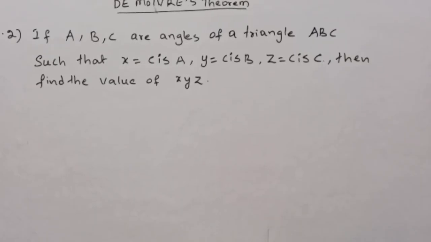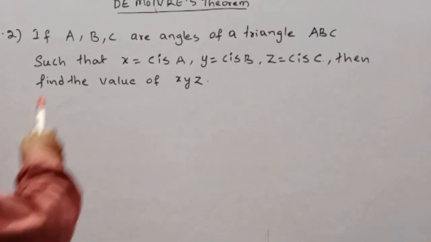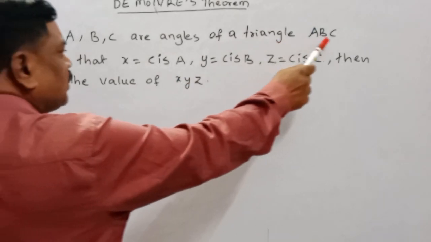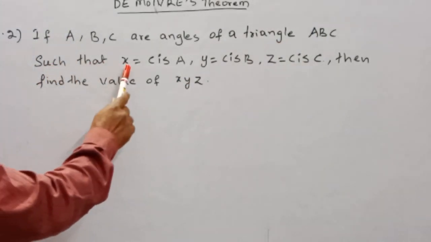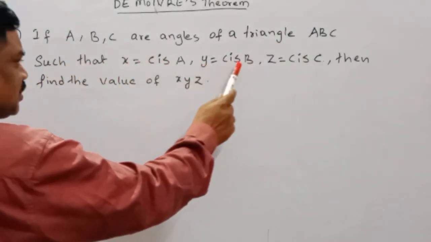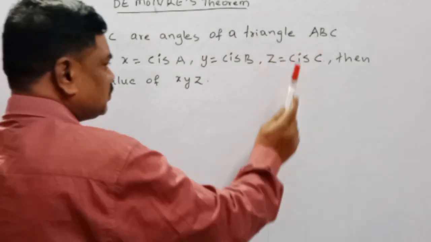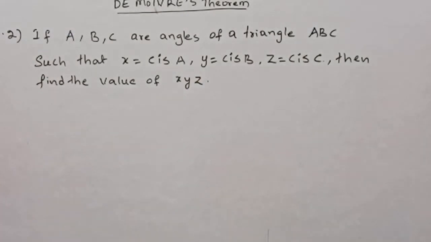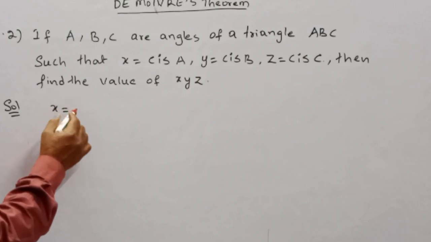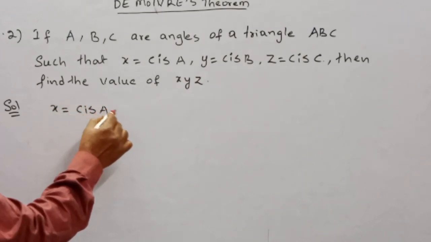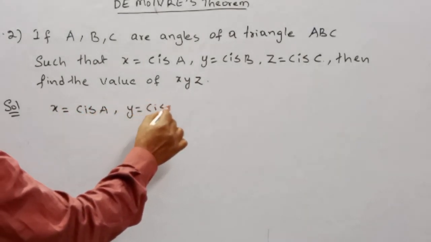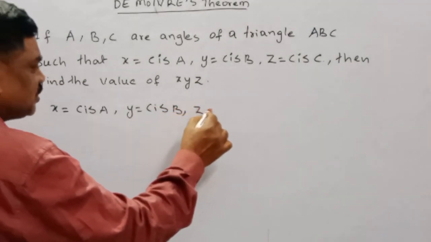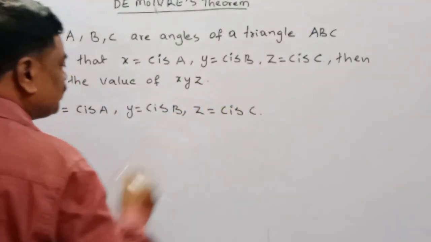Here one more problem from Demoivre's theorem for IPE. If A, B, C are angles of triangle ABC such that x is equal to cis A, y is equal to cis B, z is equal to cis C, then find the value of xyz. Okay, all of you, here you see given x is equal to cis A, y is equal to cis B, z is equal to cis C.